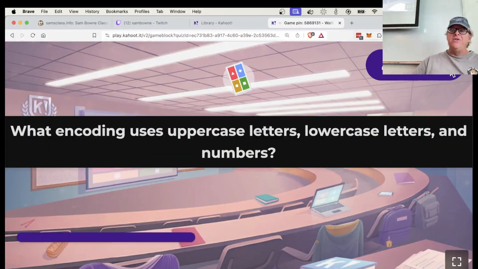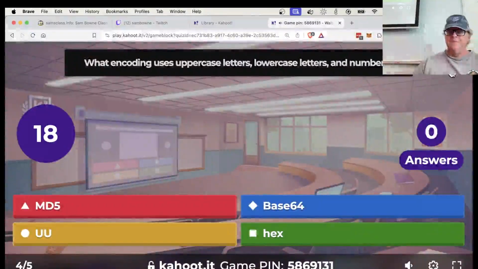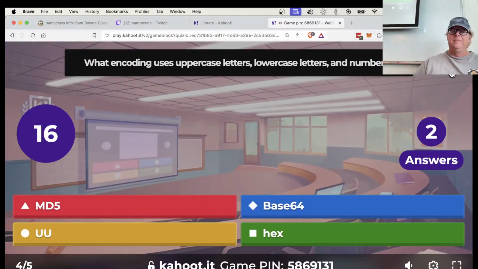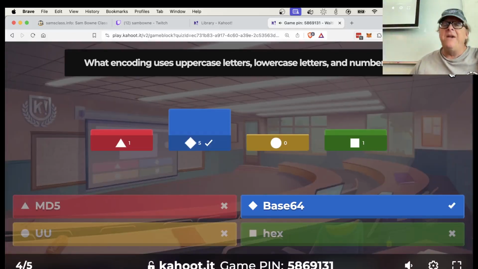All right, which encoding uses uppercase and lowercase letters and numbers? Okay, that's base 64. All the uppercase letters, all the lowercase letters, all the numbers, and then 2 punctuation marks, like a slash and something, question mark or something. Anyway, that's to get 64 characters, which is enough to encode 6 bits.